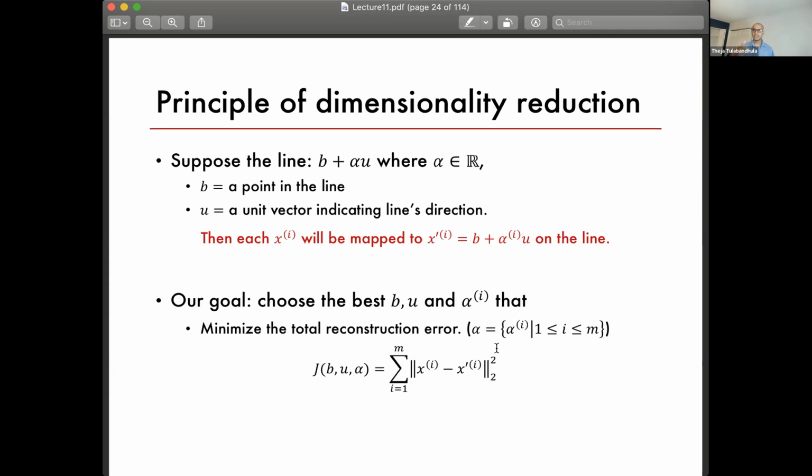For each data point, because you chose b, u, and alpha i, there's going to be some error potentially. Hopefully it's 0, and if it's 0, it's fine. But if it's not 0, then this is a performance score. Now we want to figure out the b, u, and alpha i that we can pick.